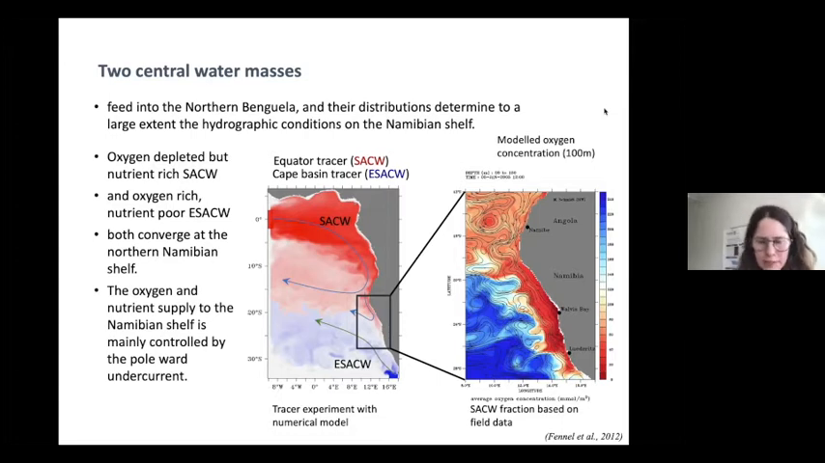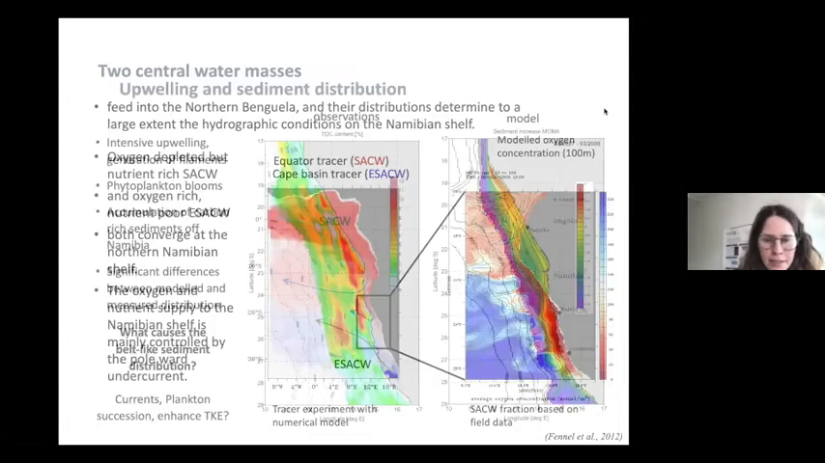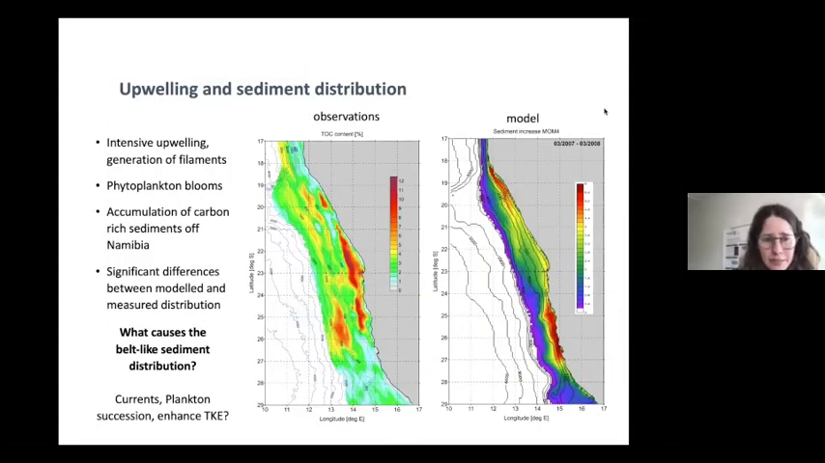So the interaction of these two central water masses gives the Benguela upwelling system a very interesting setting, in which when we have very intensive upwelling events, there is a generation of mesoscale filaments that bring up the nutrients, and we have these phytoplanktonic blooms that we expect in an upwelling system. Because it's very productive, the biomass produced is not always consumed, and it sinks to the bottom.